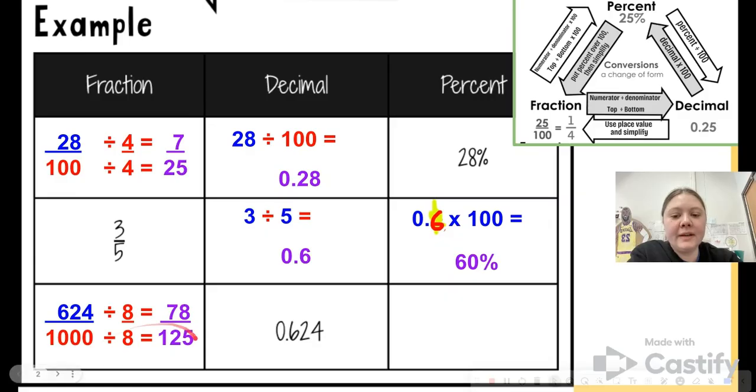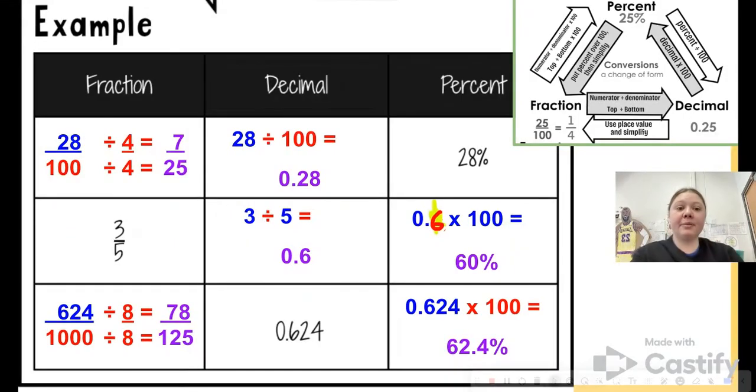All right, now we're going to go from decimal to percent. So we're going to take our decimal and multiply by 100 to get our percent. I've got 0.624 or 624 thousandths times 100. You can put that in your calculator. You get 62.4%. It's okay for a percent to have a decimal. That's totally allowed. All right, so make sure you follow the correct arrow when you're doing your conversions. Good work.